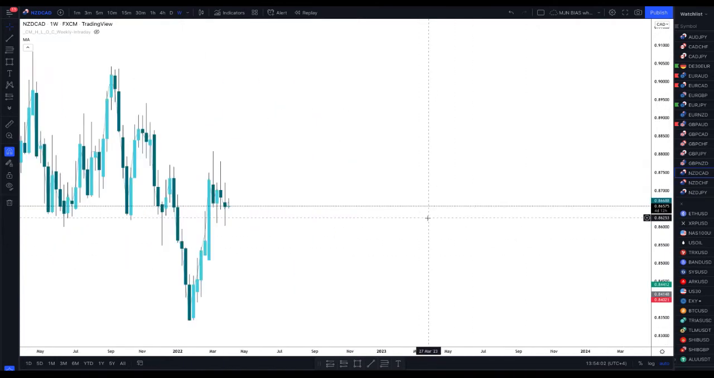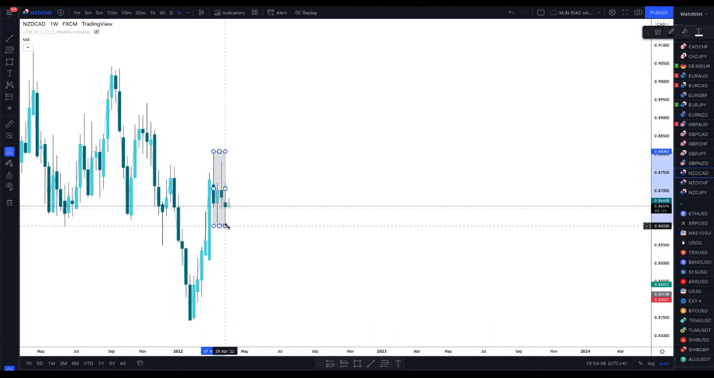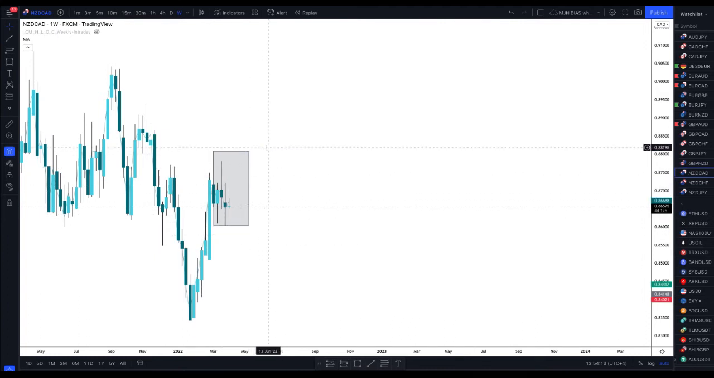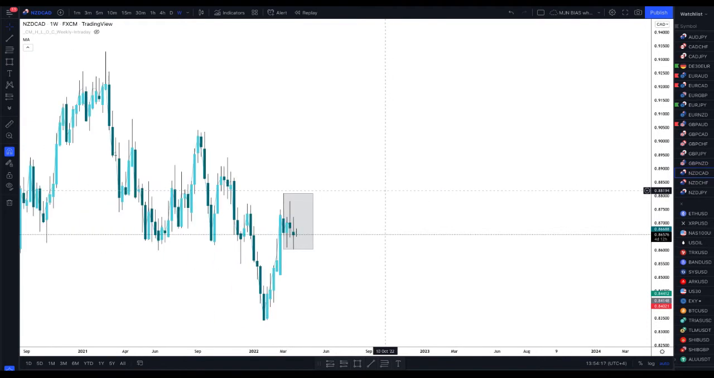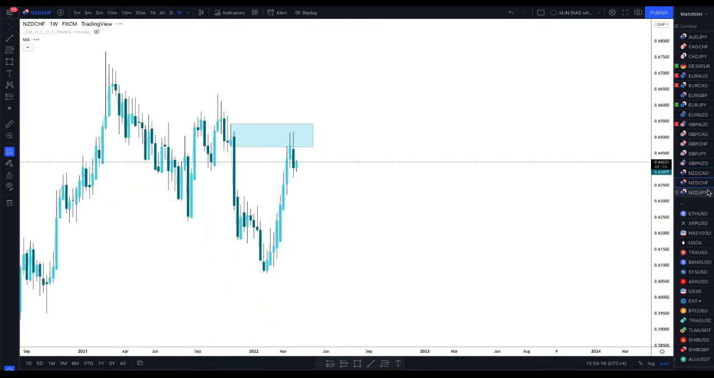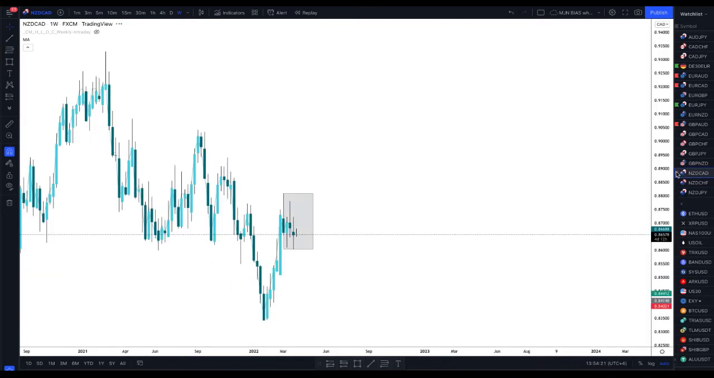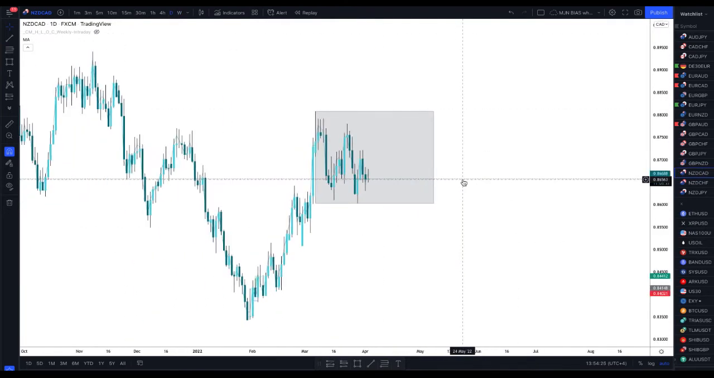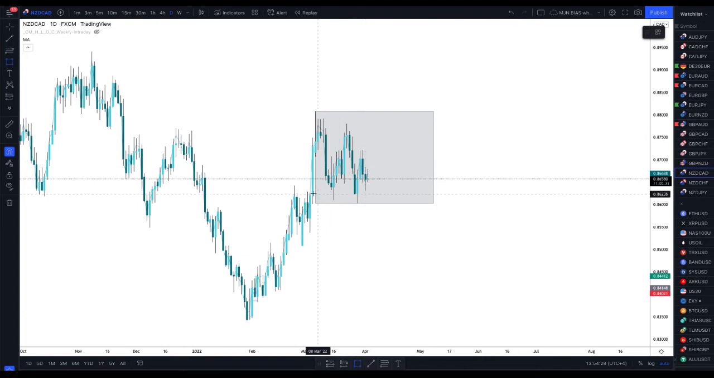NZD CAD, nothing really exciting going on there. A lot of dojis, a lot of indecision, but a lot of bullish pressure before that. So maybe we're gearing up for this much longer push of the NZD as well. So that could also push to the upside. But again, I wouldn't even put any bias on that at all. So I'm going to pretty much leave that there in terms of the overall bias across the markets for this week.